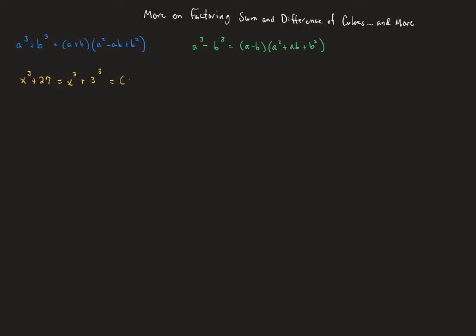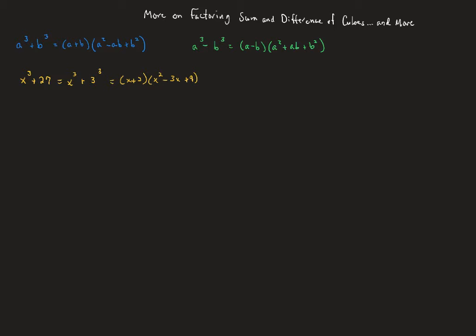And so our factorization will become x plus 3. That's the a plus b. And then the a squared will be an x squared. The minus sign comes from the pattern. And then a times b is going to be x times 3, which I'll write as 3x. And the b squared is going to be 3 squared, which is going to be 9. And so that is going to be our factorization for x cubed plus 27.